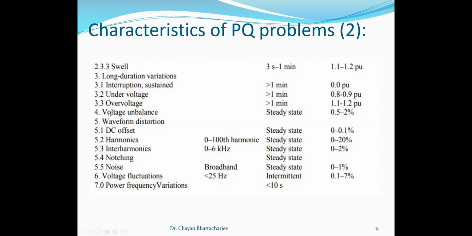So voltage unbalance is very rare to happen, but it is restricted to 2%. Next is your waveform distortions. Waveform distortions have several categories: DC offset, harmonics, interharmonics, and subharmonics is also there.